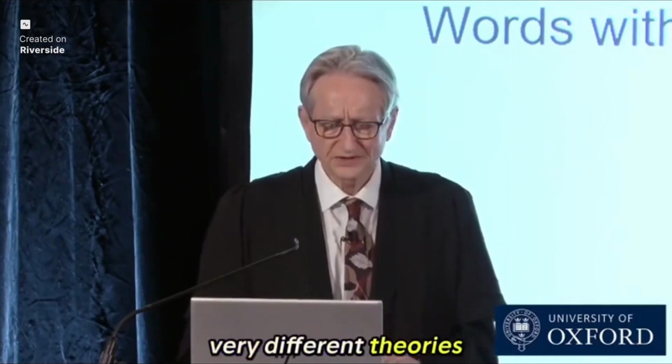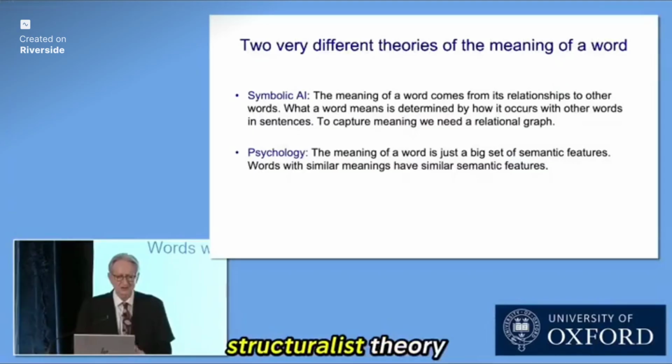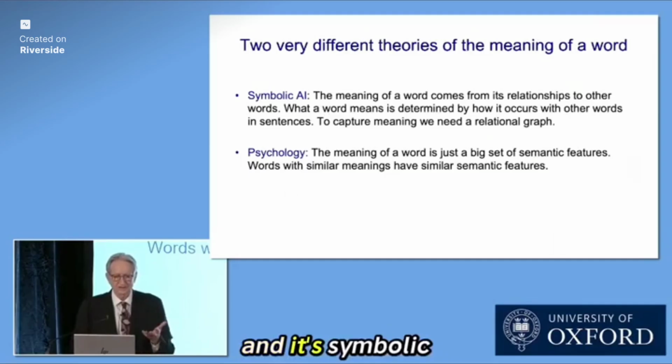So there's two very different theories of meaning. There's a kind of structuralist theory where the meaning of a word depends on how it relates to other words. That comes from de Saussure, and symbolic AI really believes in that approach. So you'd have a relational graph where you have nodes for words and arcs of relations, and you kind of capture meaning like that. And they assume you have to have some structure like that.